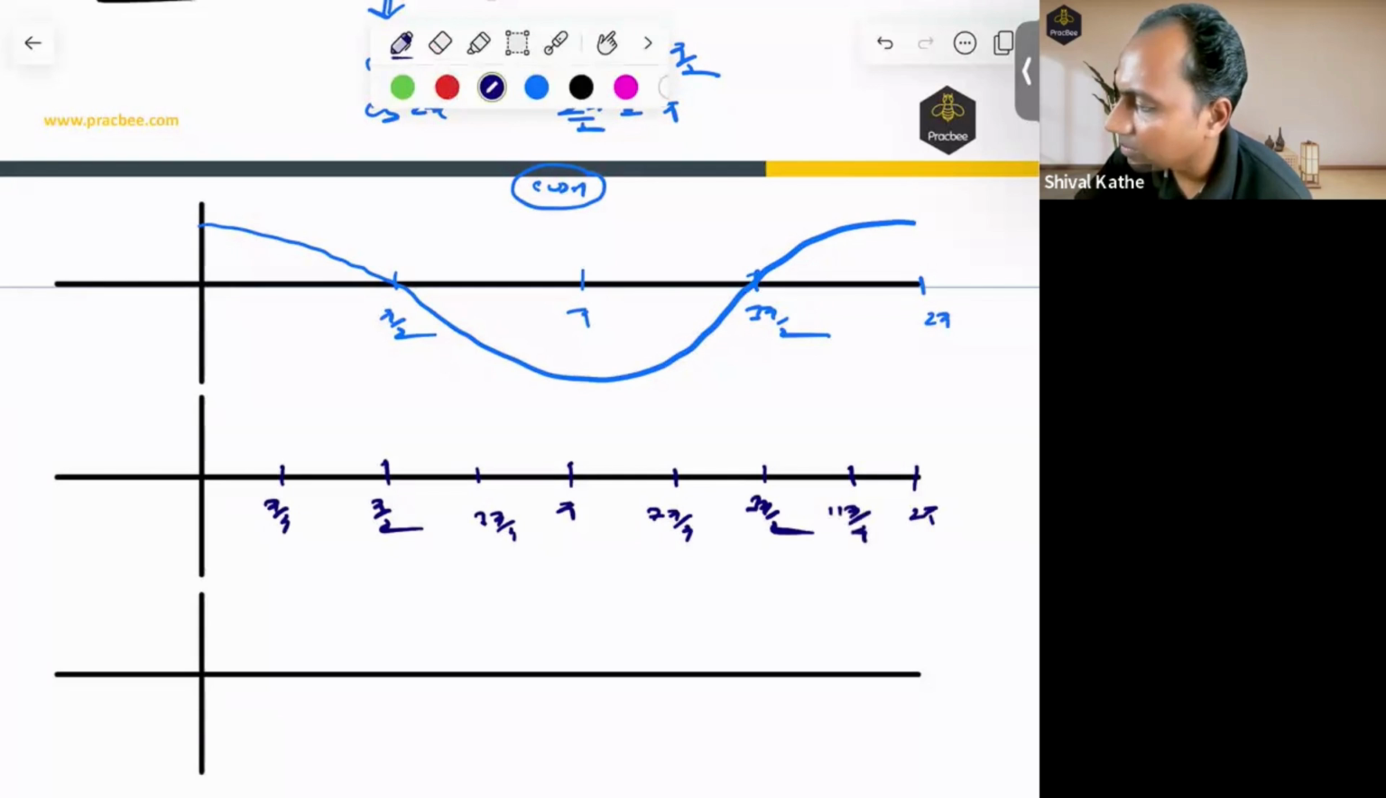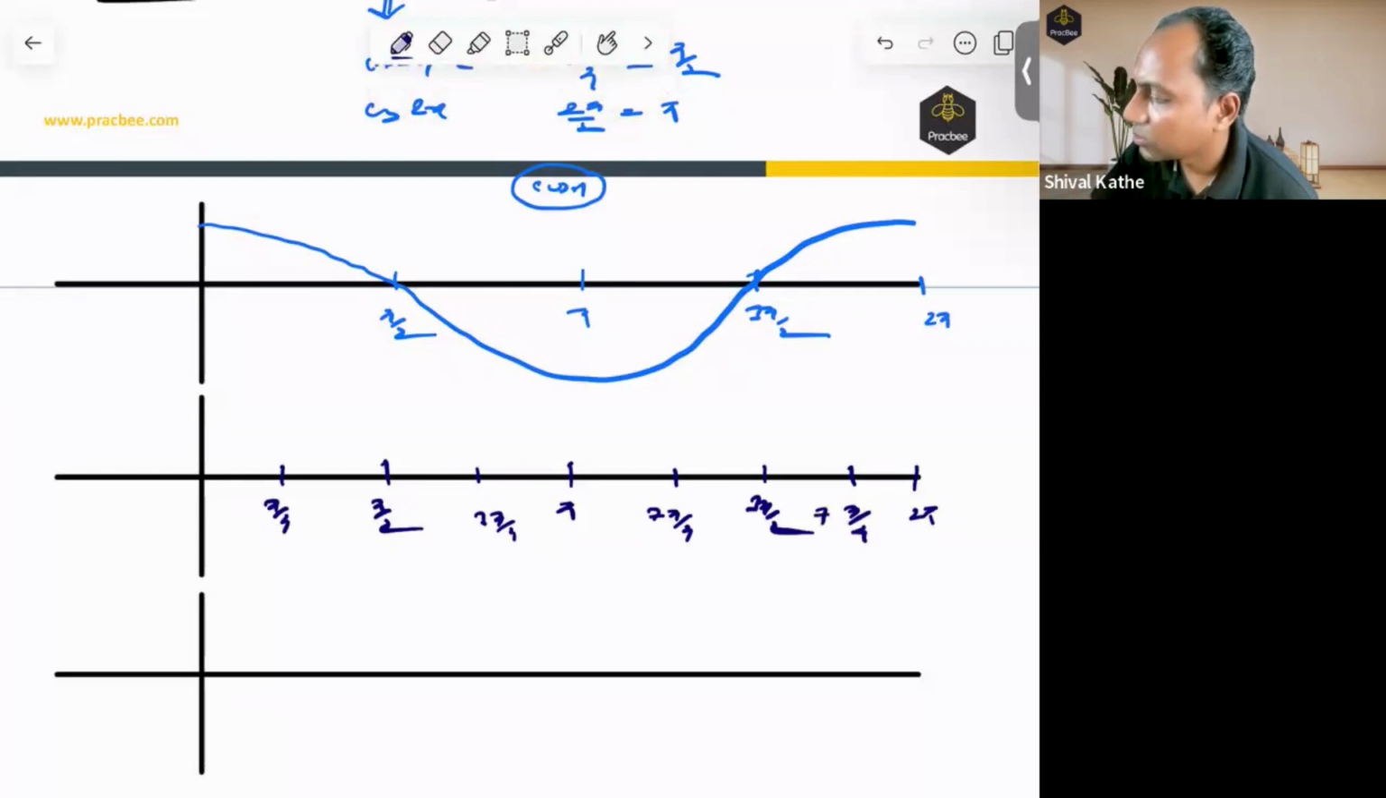No, not 11 pi by 4, 7 pi by 4. Now it is. This should be 5 pi by 4. Now it is correct. Fine, got it. Be very careful in writing the values, otherwise nazar hati durghatna ghati.